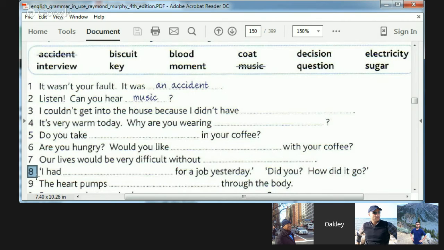I had an interview for a job yesterday. Did you? How did it go? Notice here, an interview. Interviews are countable. I had 3 interviews, whatever. Notice when we're referring to the interview, we use the pronoun it. Just want to say that, okay, obviously you can use the pronoun it to reference a countable noun. Can I reference an uncountable noun with it, JK?